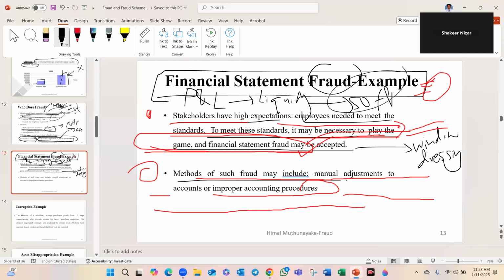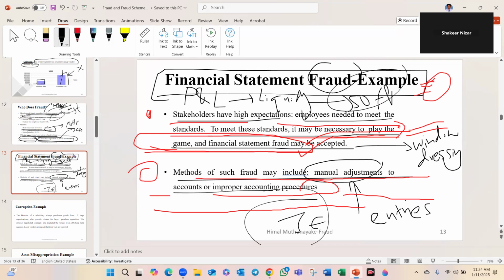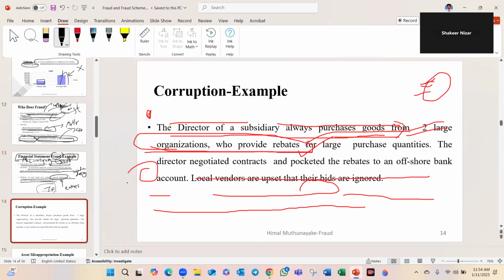Methods of such fraud include manual adjustments, passing double entries, passing journal entries, and improper accounting procedures. Next, corruption. Read this.